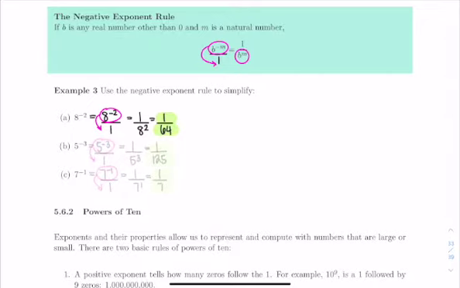The same idea goes for 5 raised to the negative 3. We can always write this over 1. And so the 5 raised to the negative 3 gets flipped to the bottom. And we end up with 1 over 5 cubed. And 5 cubed is 125.